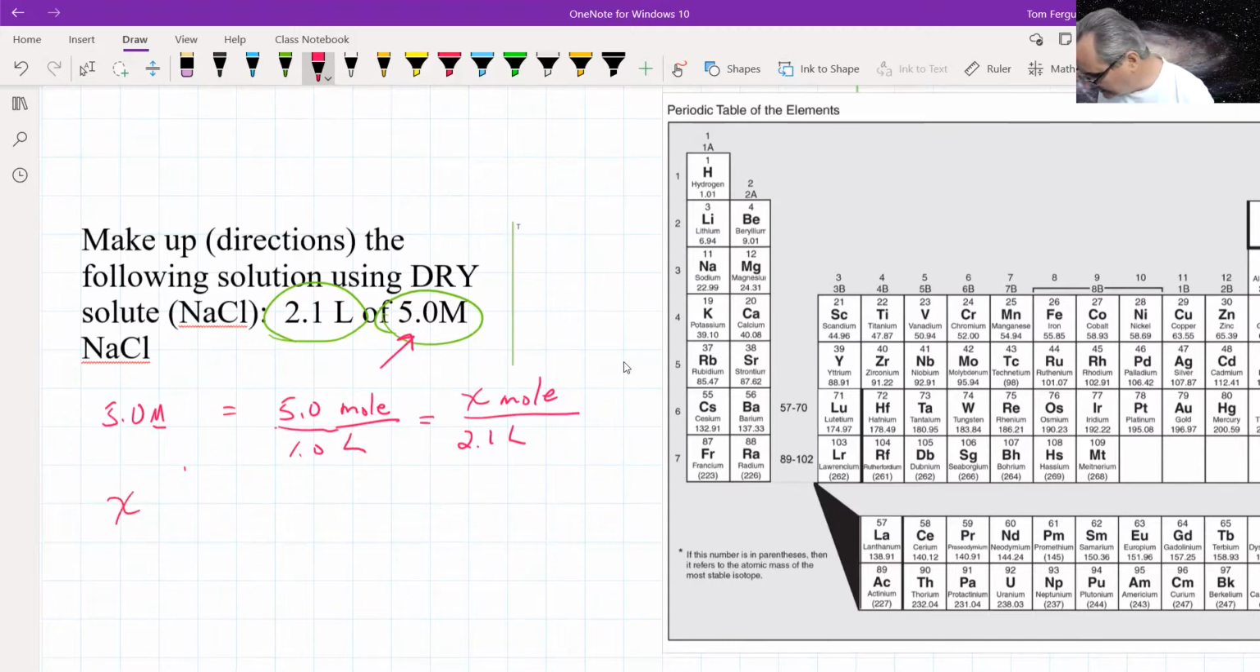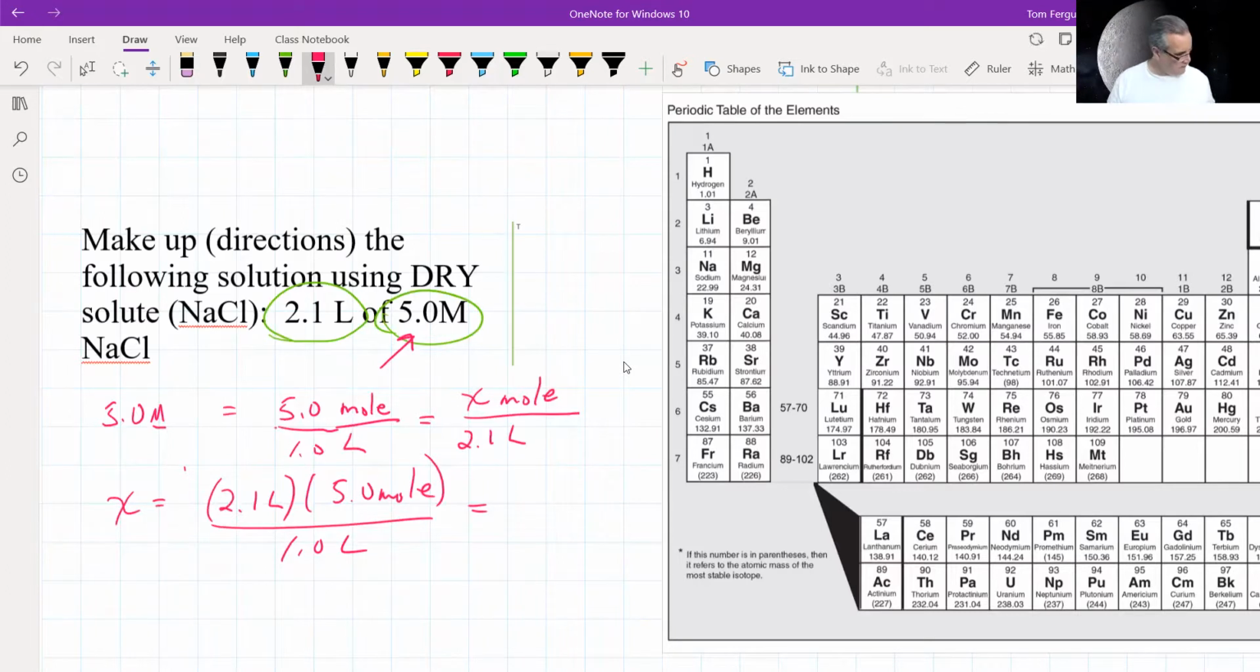So in this case, we're going to multiply both sides by 2.1, and what does that equal? My apologies for my cough. Yesterday I had a very bad time of it. 2.1 times 5 divided by 1 is 10.5 moles.